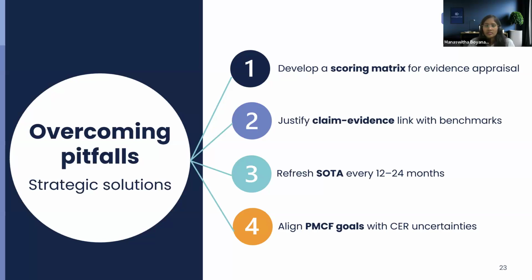The first one is developing a scoring matrix for evidence appraisal, then justifying claim evidence linked with benchmarks, and also, like Priya suggested, the SOTA should not be outdated, and we thus have to refresh it every 12 to 24 months, and also align PMCF goals with the CER uncertainties.